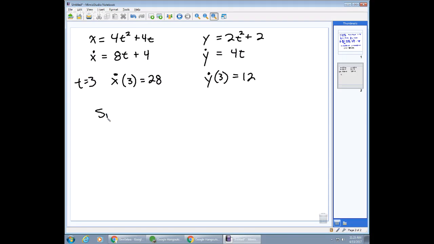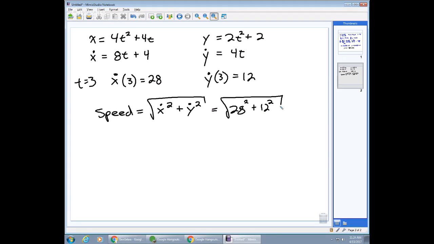And then the speed in parameterizations involves the Pythagorean theorem. Speed is x dot squared plus y dot squared, square root of all that. So that's going to give us 28 squared plus 12 squared inside of a square root.